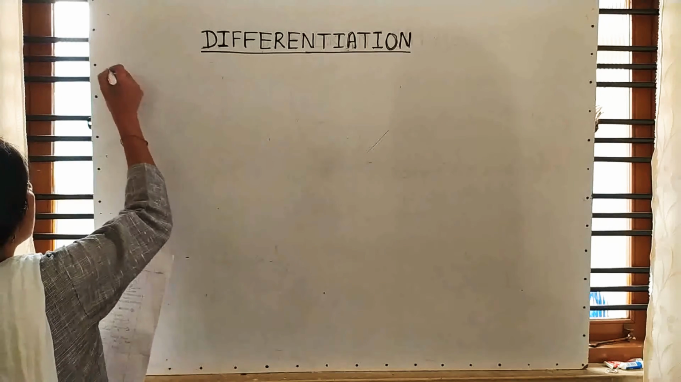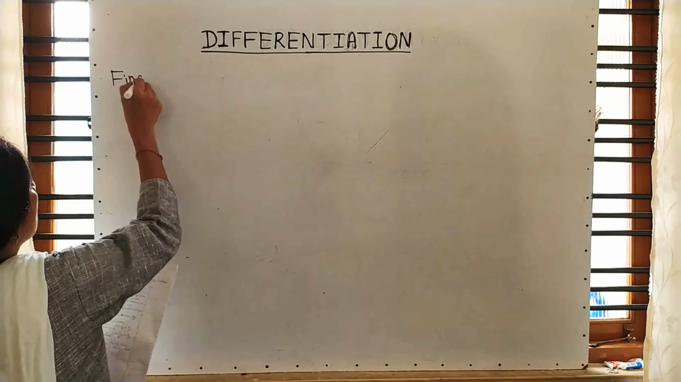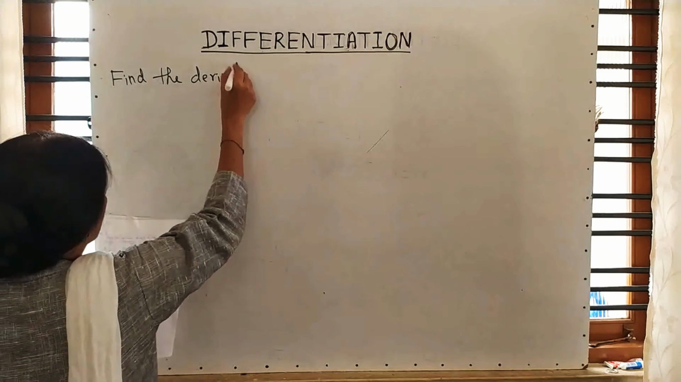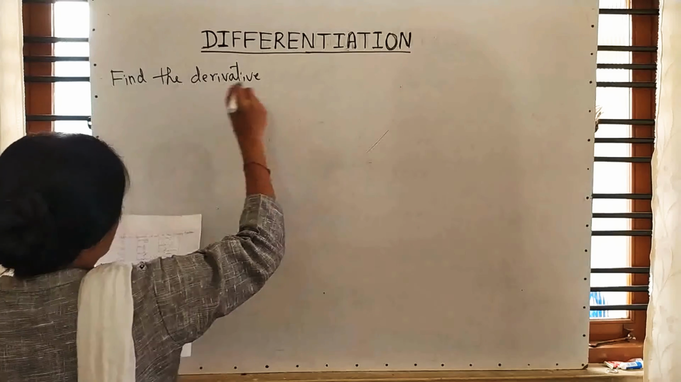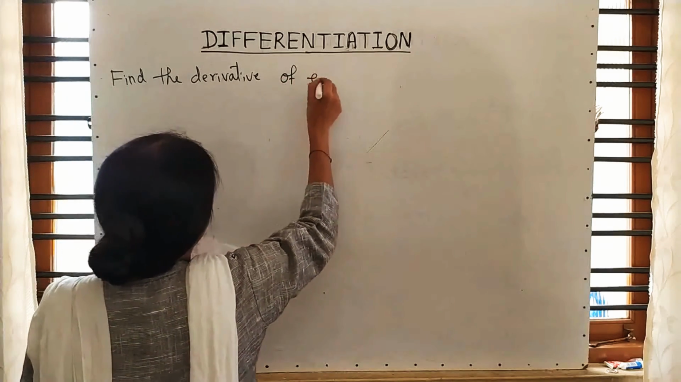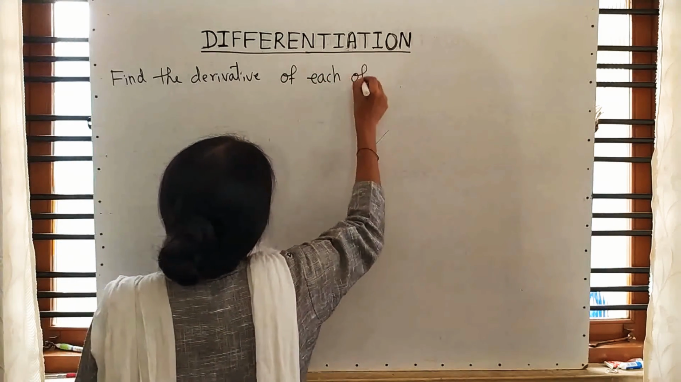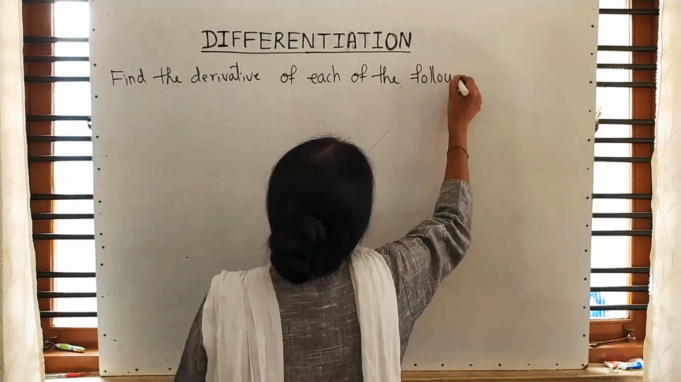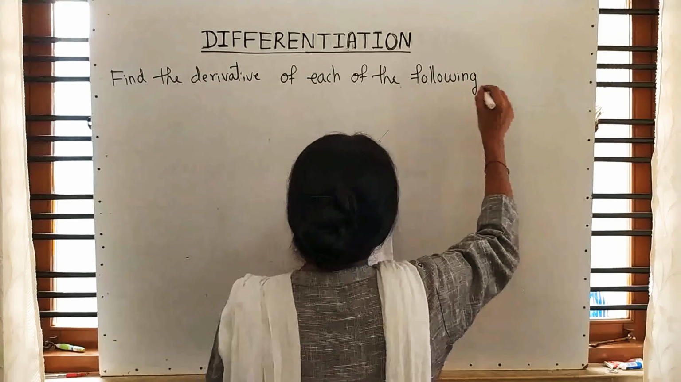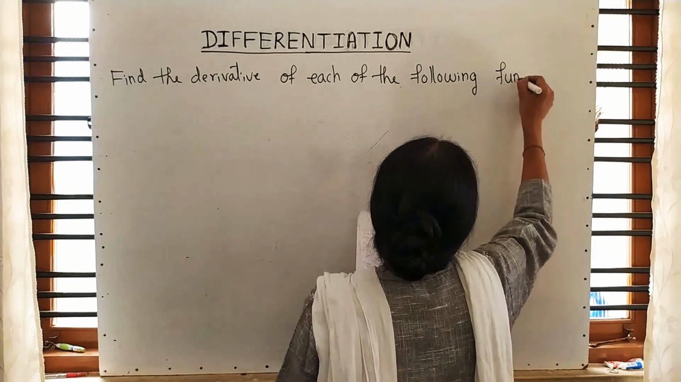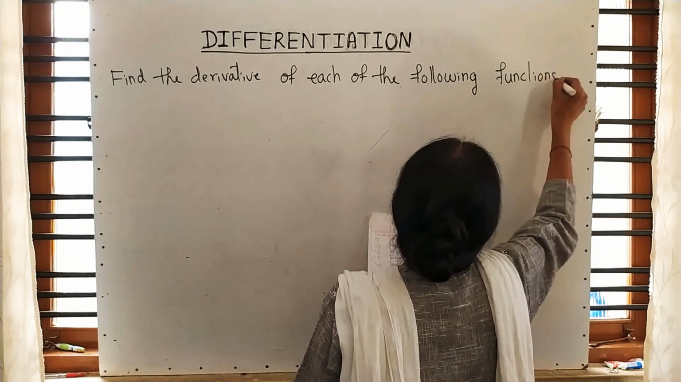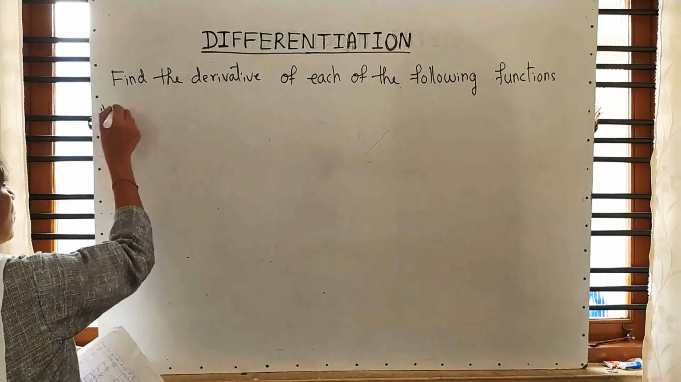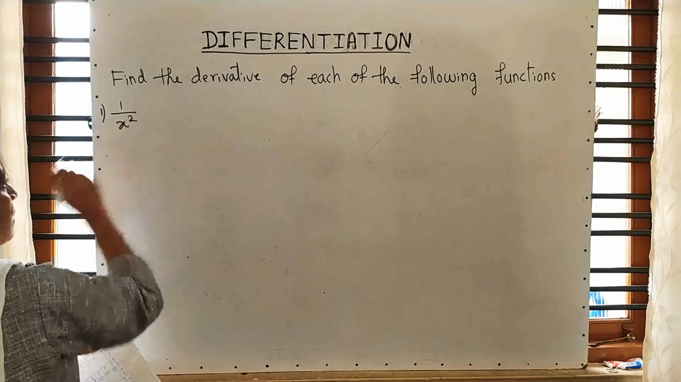The question is, find the derivative of each of the following functions. Correct? So first question, 1 by x square.